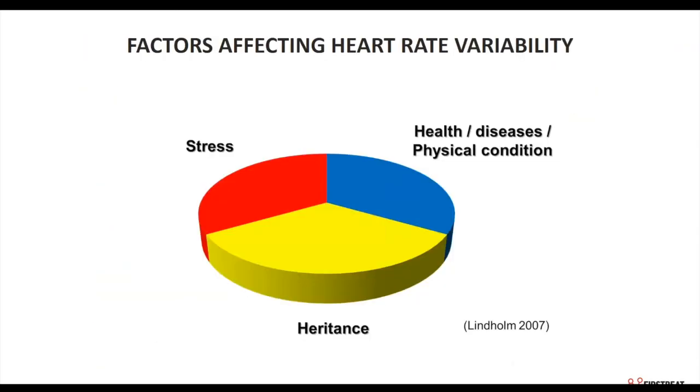This slide emphasizes some of the important factors that affect heart rate variability, and I would like to emphasize the role of the yellow chart here, the heritance or genetics part. About 1/3 of your heart rate variability level is affected by genetics alone, and obviously we can't affect that.